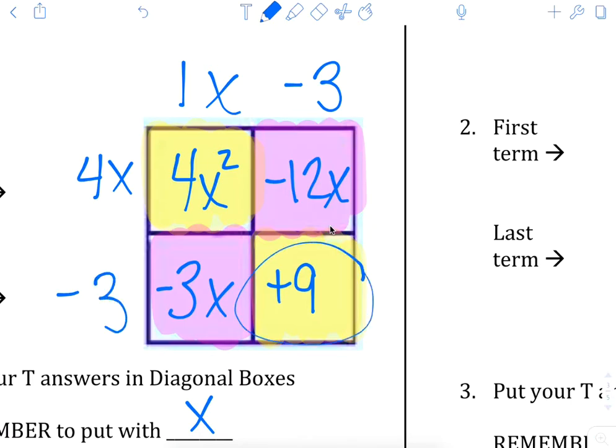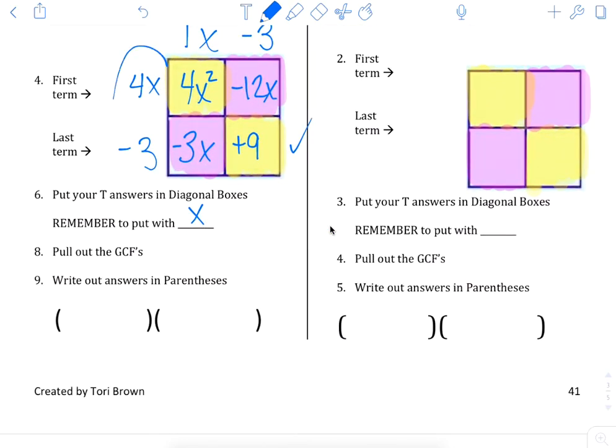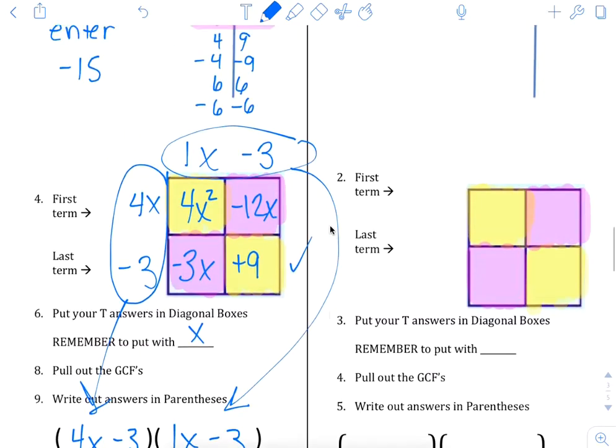Our last step is to make sure that our numbers make the right last box. Does -3 times -3 make a +9? Yes, it does. So when I have that, now I'm going to take my first parenthesis, put him in here, 4x minus 3. I'm going to take my second top part and put it in my second parenthesis, 1x minus 3. That's a final answer. Okay? All right, we're going to do one more. Go back up to the top.